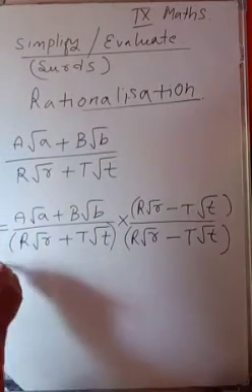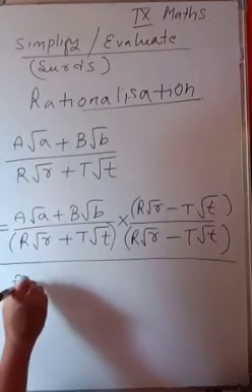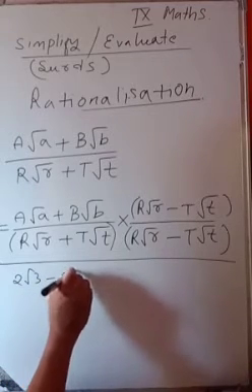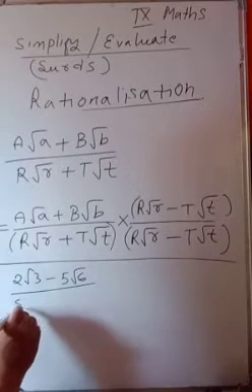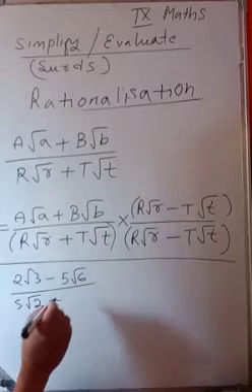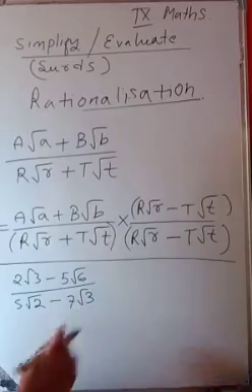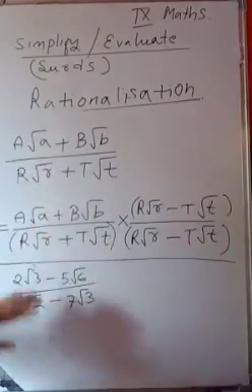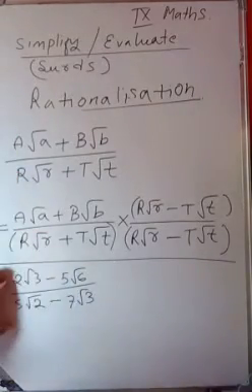For example, you can see here now: 2 root 3 minus 5 root 6 divided by 5 root 2 minus 7 root 3. It is looking like this. Only the sign is different, so we need to see the sign. First you have to see the expression. The expression is looking like this.